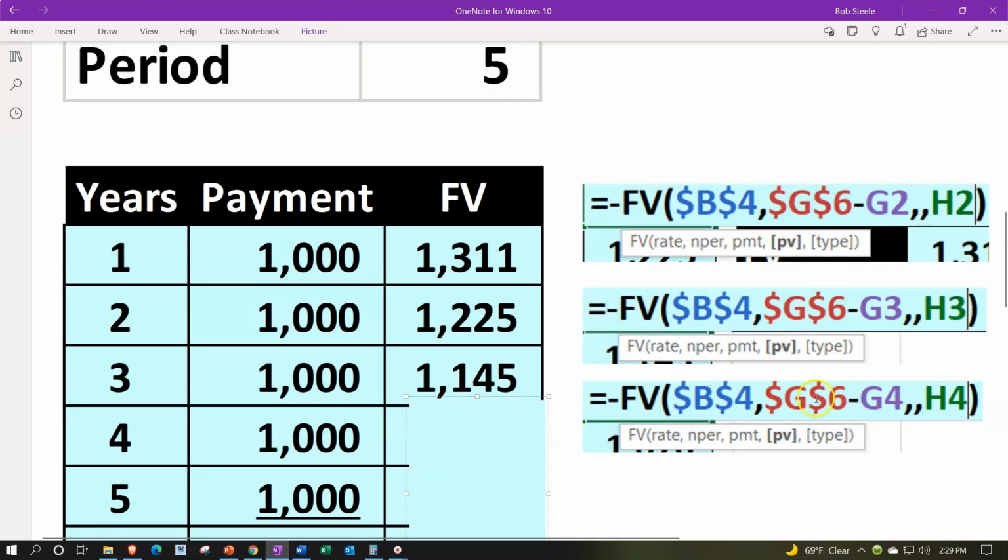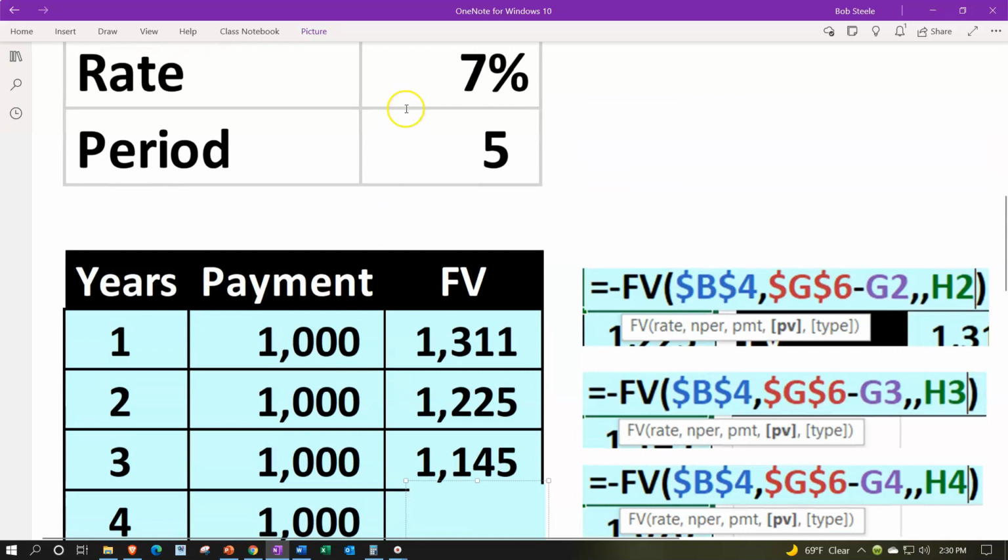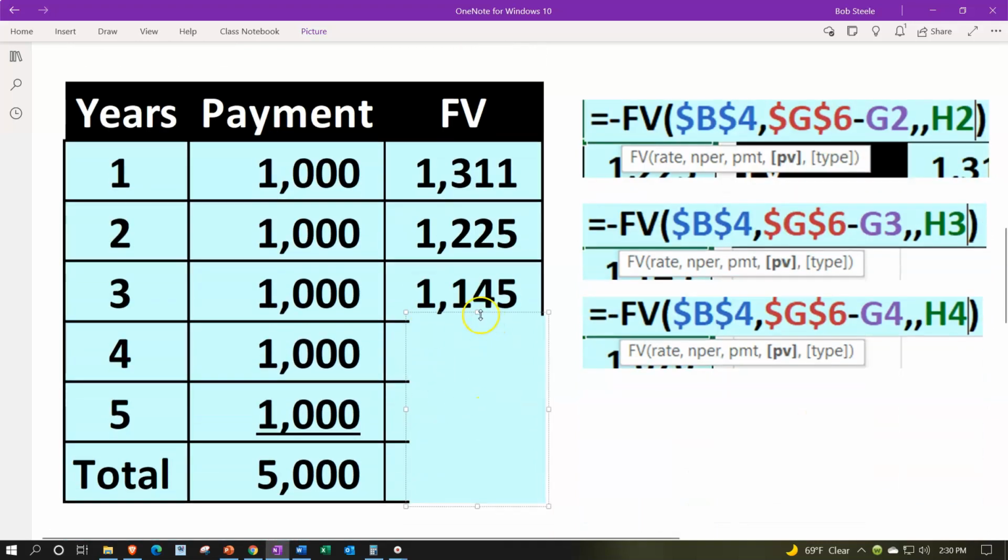That 5 cell, the cell representing 5, is absolute, has not moved, dollar signs before them, minus G4, which has moved from G3, now representing that 3 here. 5 minus 3 is the 2 periods that are remaining. And then we've got the comma, and 2 commas because it's not a payment. The present value is that 1,000. So if we take that 1,000 forward 2 periods into the future at 7%, we're at the 1,145.